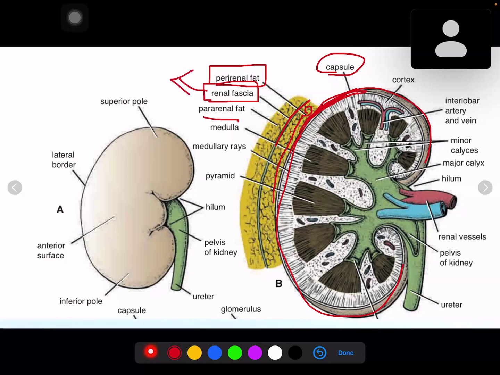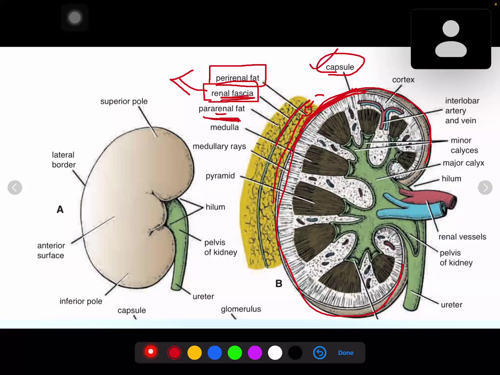And then another fat, the pararenal fat. So there are 2 layers of fat, and you can say 2 layers of fascia. The capsule is also a fascial layer. So capsule, then perirenal fat, then renal fascia, and then also pararenal fat.